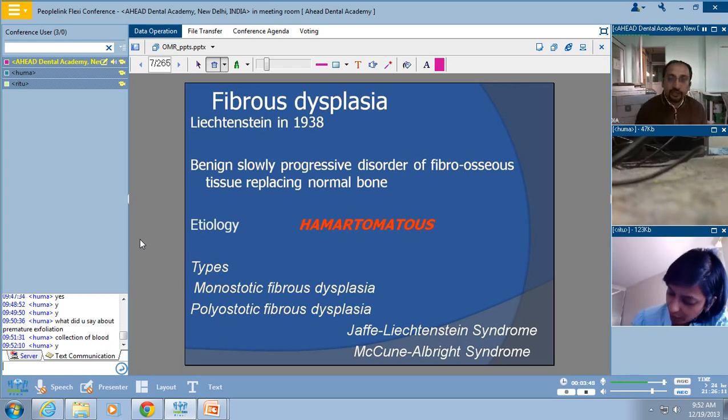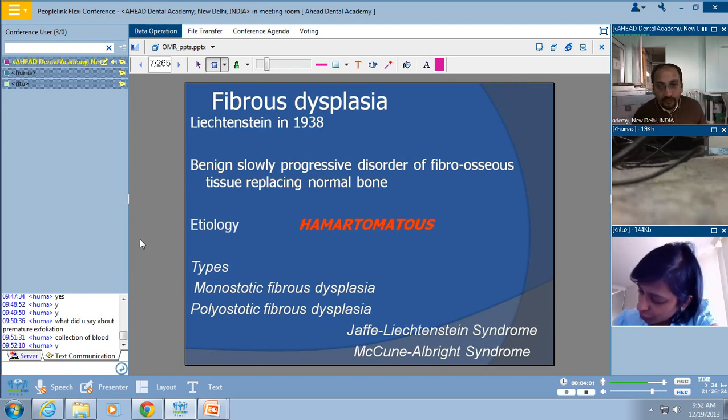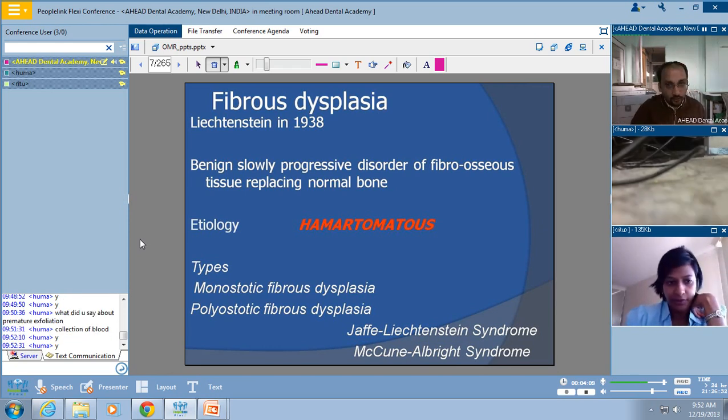Examples of hamartoma. Can you give me an example of a hamartoma? Hemangioma. Hemangioma, remember, is not a tumor. It is a hamartoma. Basically, an example of a disorganized growth of the blood vessels is called hemangioma. Similarly, disorganized growth of the fibrous tissue replacing normal bone is fibrous dysplasia. Now, fibrous dysplasia is, well, we all know this, monostotic or polyostotic.